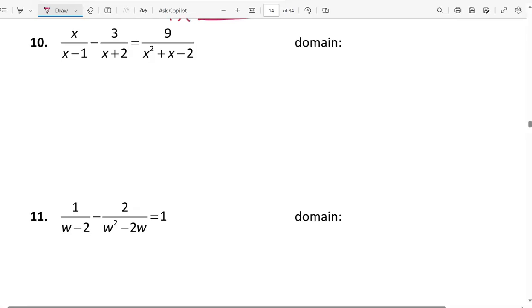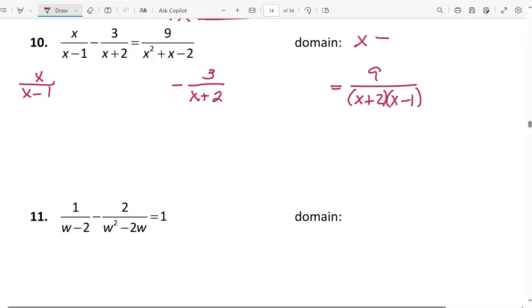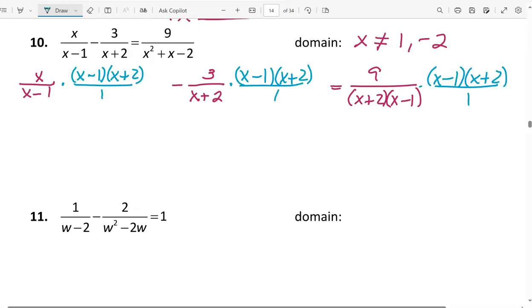In number 10, we'll begin by factoring each denominator and observing that a denominator will equal 0 if x is either 1 or negative 2. So x may not be 1 or negative 2. This is our domain. Now we're going to multiply by the least common denominator, which is x minus 1 times x plus 2, and canceling or dividing out common factors in numerators and denominators for each multiplication.